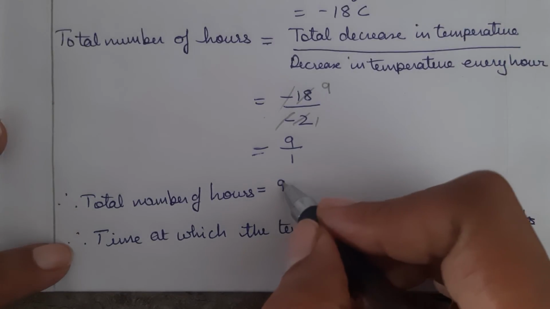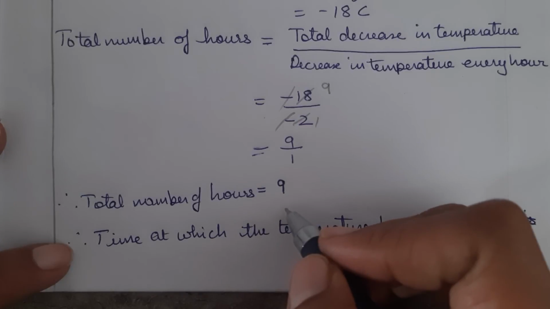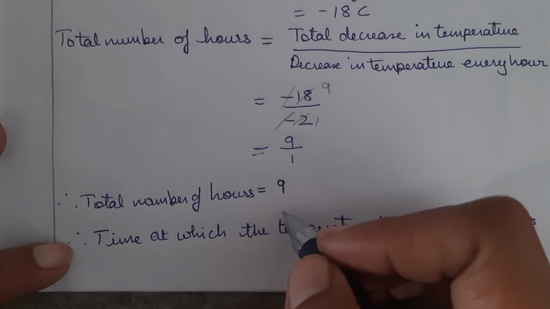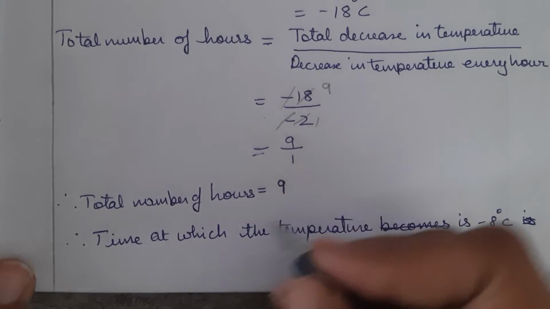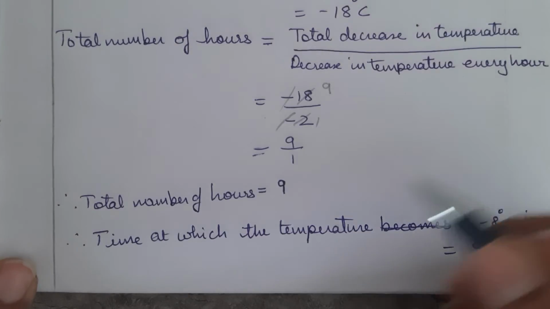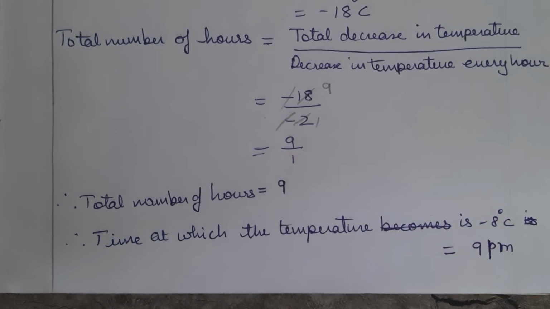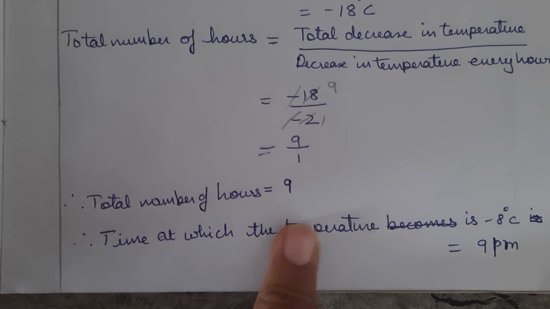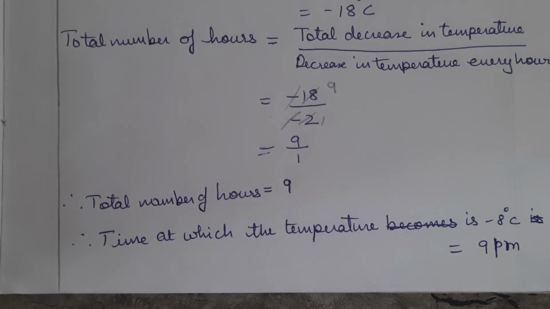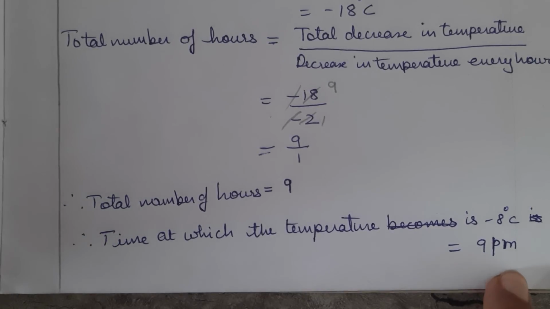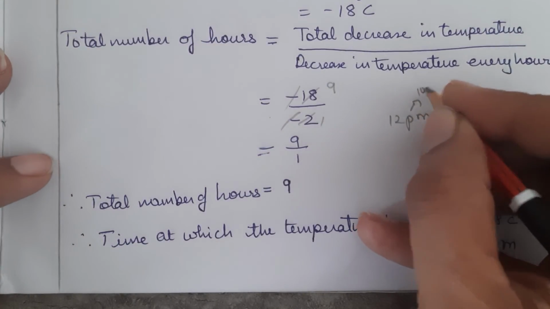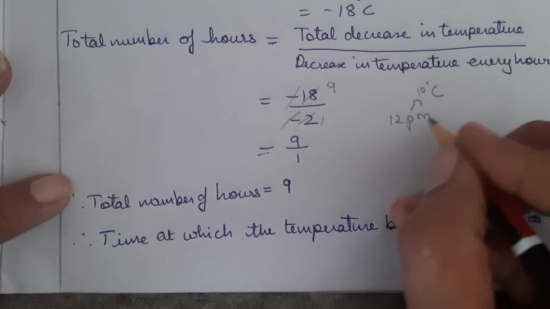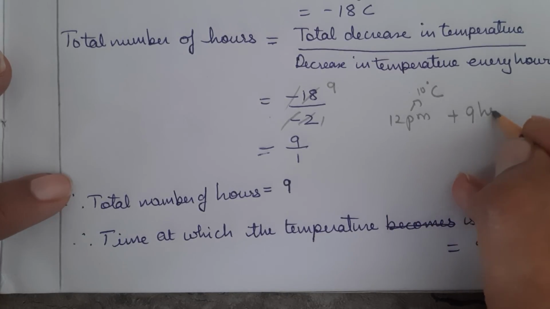So if total number of hours is 9, what would be the time? We need to calculate the time. Total number of hours is 9. At 12 p.m. it was 10 degrees Celsius. So if you calculate 12 p.m. plus 9 hours, it becomes 9 p.m. It's like this: by 12 p.m. it was 10 degrees Celsius, and then you need to add 9 hours.